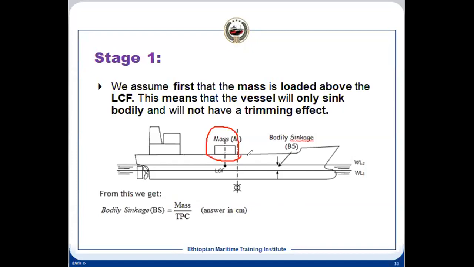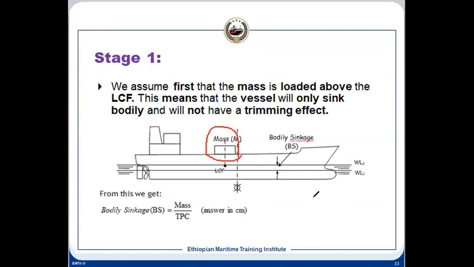Wherever the mass is, we follow this procedure. Step 1, we put the mass on the LCF. Once we have put the mass on the LCF, what will happen? It will be only bodily sinkage. It means the draft will increase equally throughout, because it is on the LCF. Because of this mass, there will not be any trim once we put it in the LCF. So always, when we are adding, we add it first at the LCF. Then we can calculate the bodily sinkage.